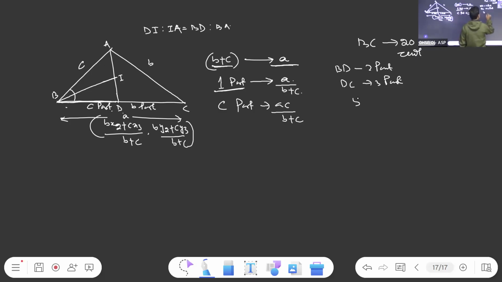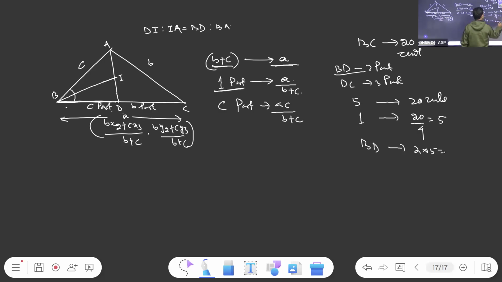Okay. So 5 part corresponds to 20 units. So one part will be 20 by 5, that is 4 units. So what is BD? BD is 2 parts, so BD will be 2 into 4, that is 8. So if total length is 20 and this is 2 part and this is 3 part, it will be 8 units and 12 units.